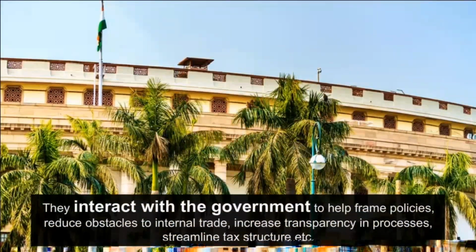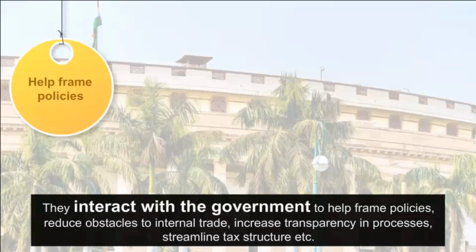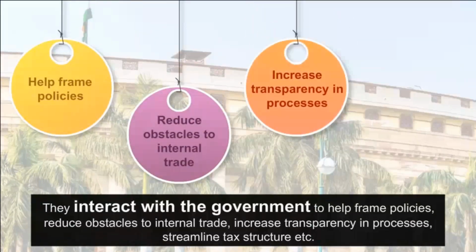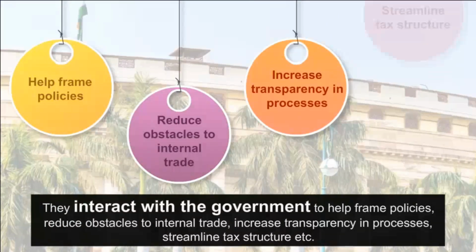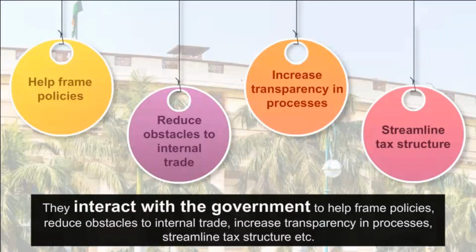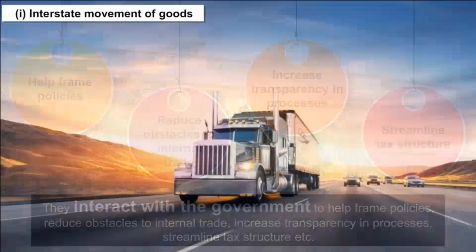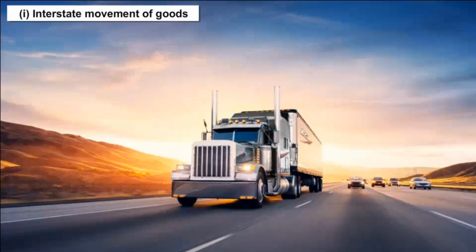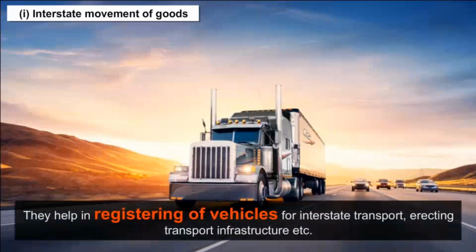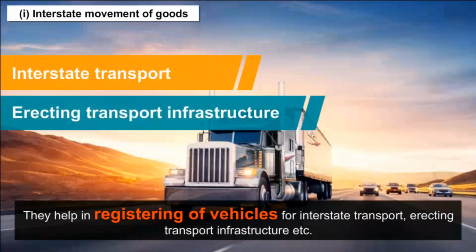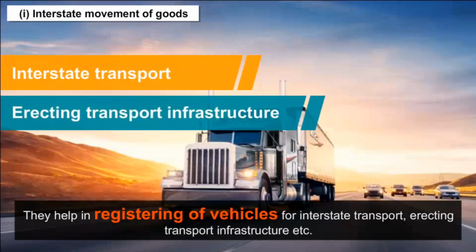They interact with the government to help frame policies, reduce obstacles to internal trade, increase transparency in processes, streamline tax structure, etc. Some of their interventions are: 1. Interstate movement of goods. They help in registering of vehicles for interstate transport, erecting transport infrastructure, etc.